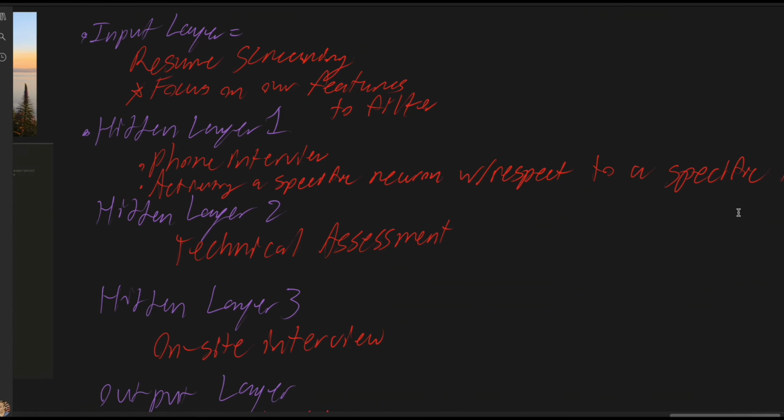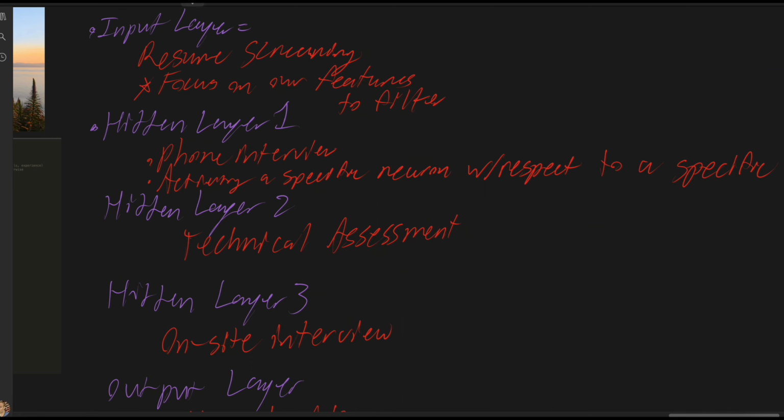Then, the second hidden layer refers to a technical assessment, where a smaller group that succeeds in the phone interview moves on to the technical assessment. This stage serves as the second hidden layer, where candidates' coding abilities are tested. They're given a set of programming problems, and their solutions are evaluated for logic, efficiency, and creativity. Here, the neurons are the different problems assessing the various aspects of the applicant's technical acumen.